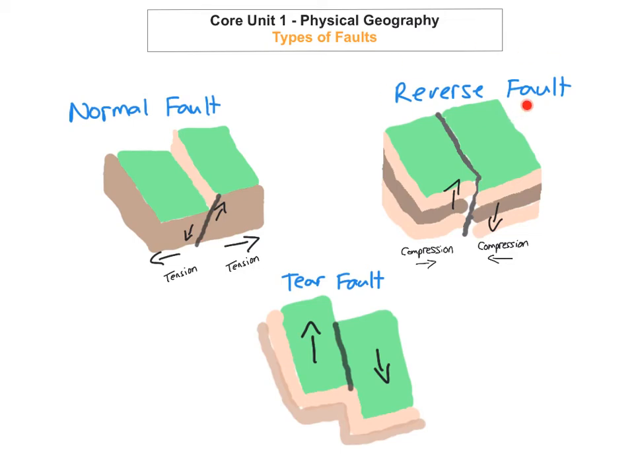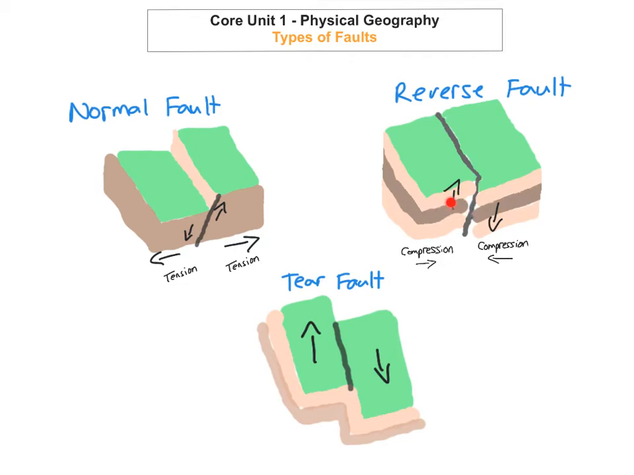The next one we're going to look at is a reverse fault, and reverse faults happen at destructive plate boundaries, so the two plates are crashing into each other at destructive plate boundaries, and lots of compression, so lots of pressure builds up. And what happens here is the movement is vertical as one block of rock is forced up onto the other one.